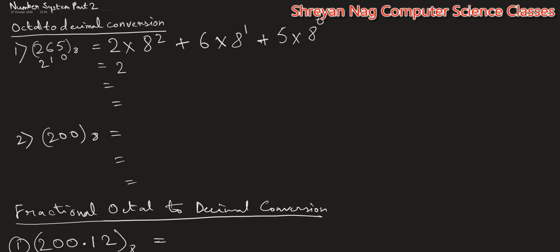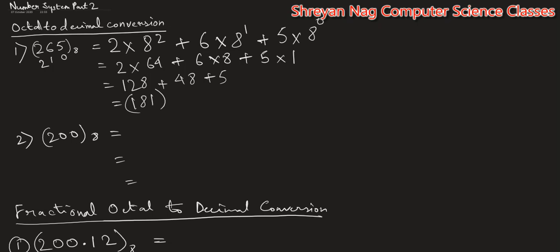So 2 into 8 square is 64, 6 into 8, and 5 into 8 to the power of 0 is 1. So 2 into 64 is 128, 6 into 8 is 48 and 5. So 128 plus 48 is 176, and 176 plus 5 is 181. So 181 base 10.